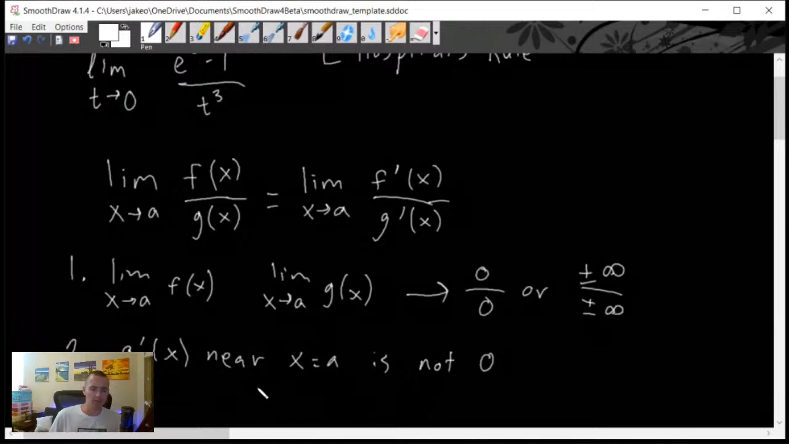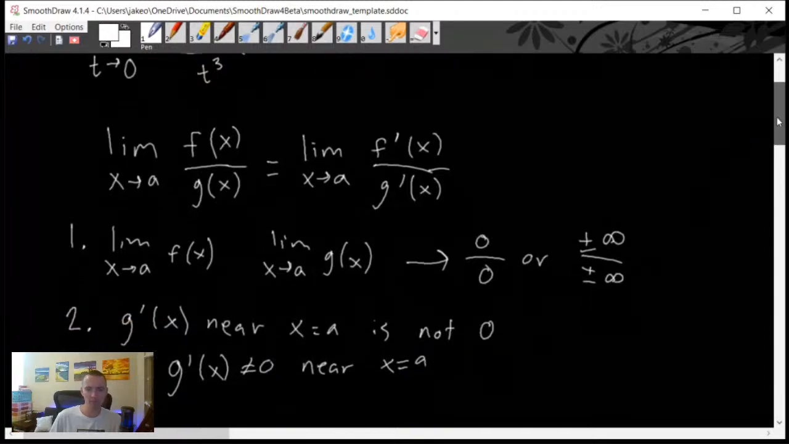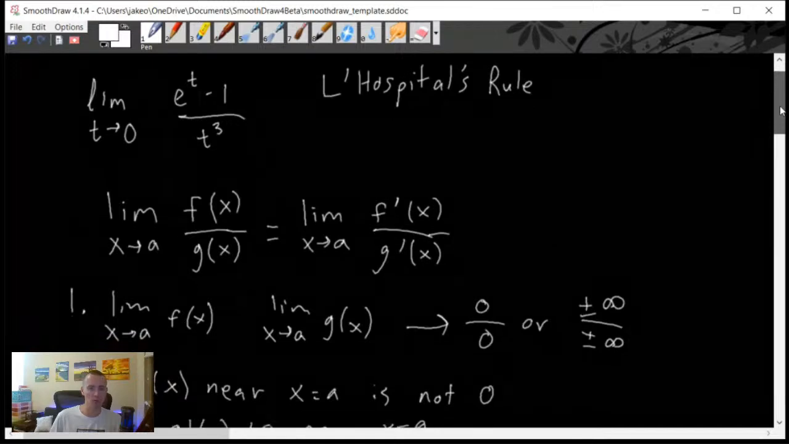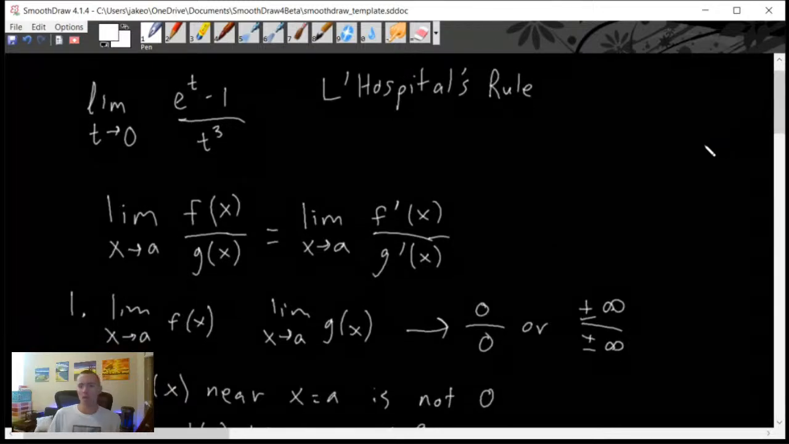So those are the two things that you want to look out for. Another way you could see this written is g prime of x does not equal 0 near x equals a. Those are basically saying the same thing. As long as these two conditions are met, we can use L'Hopital's rule to simplify our limit.